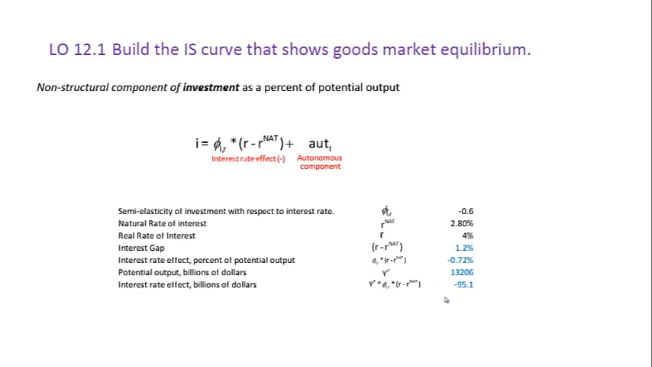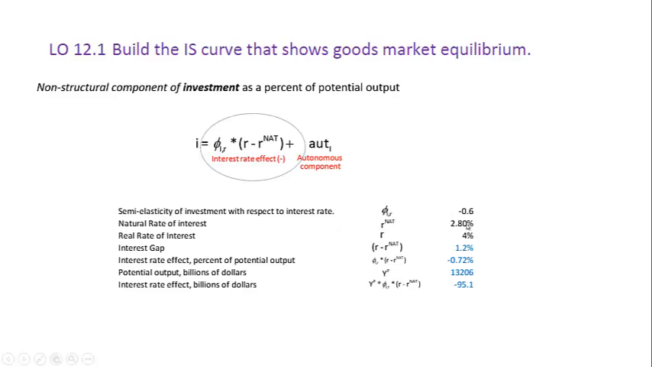Now let's look at the non-structural component of investment. Previously, all we had was the autonomous component, but as you'll remember, in Chapter 8, we also had an interest rate effect. Once again, we're going to be expressing this in terms of a semi-elasticity of investment with respect to the interest rate. So let's make an assumption here now. Let's assume that this semi-elasticity is quite a bit higher than it was for consumption, minus 0.6.